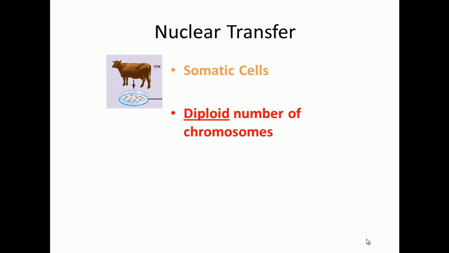The first thing we need to do is isolate somatic cells from a donor, so in this case it's a cow. A somatic cell is your everyday cell, so a skin cell, a muscle cell, a liver cell. These cells have a diploid number of chromosomes, so both chromosomes from both mother and father. For a human, the diploid number is 46. What we need to do is take the nucleus from this cell and isolate it.